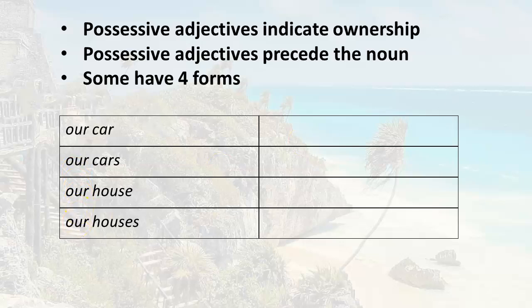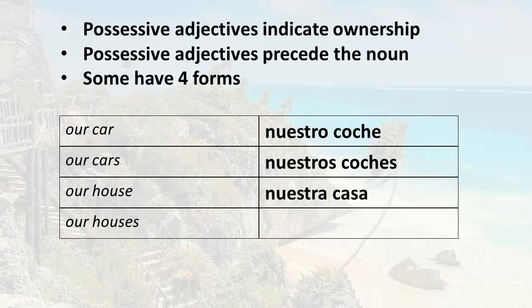Keep in mind that some possessive adjectives have four forms, and that would be the equivalent of our car, nuestro coche. So you have to choose the form based on the noun, and coche is el coche. It's grammatically masculine, so we have to use the grammatically masculine form of nuestro, which is nuestro. Our cars, make it plural, nuestros coches. Our house, remember house is la casa. It's grammatically feminine, so we have to use the form nuestra. Nuestra casa. Our houses, make that plural, nuestras casas.